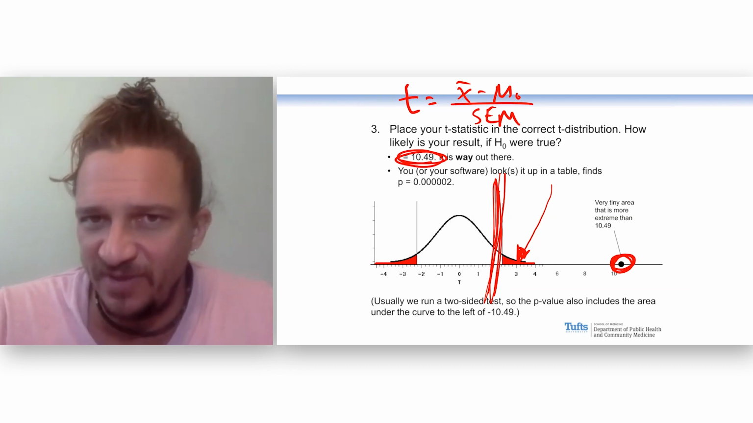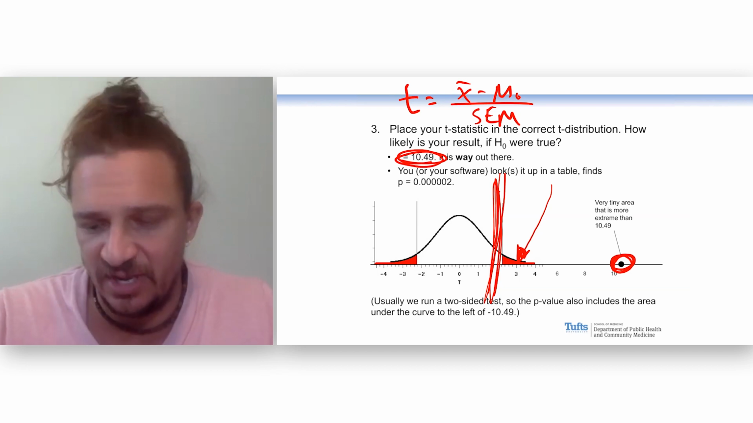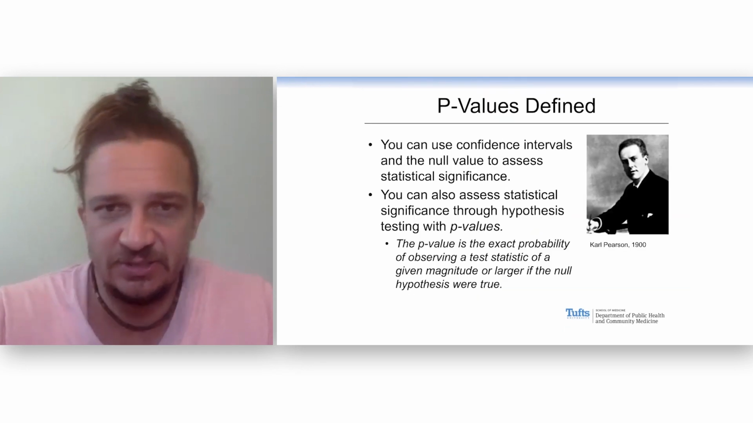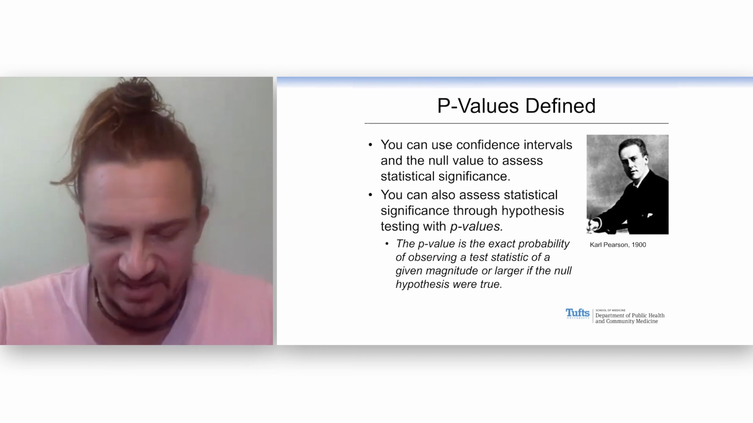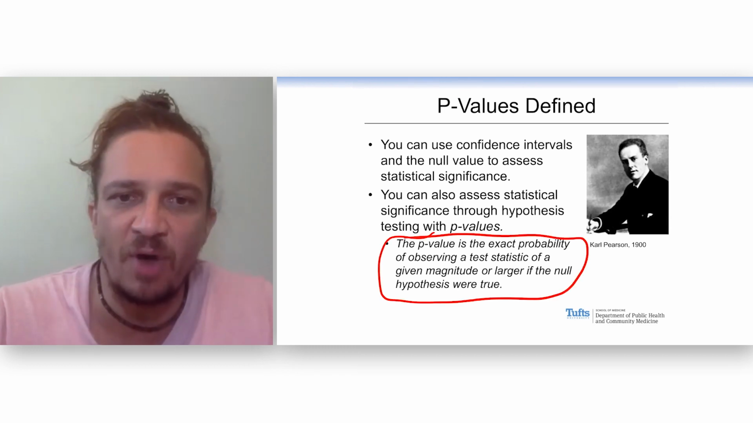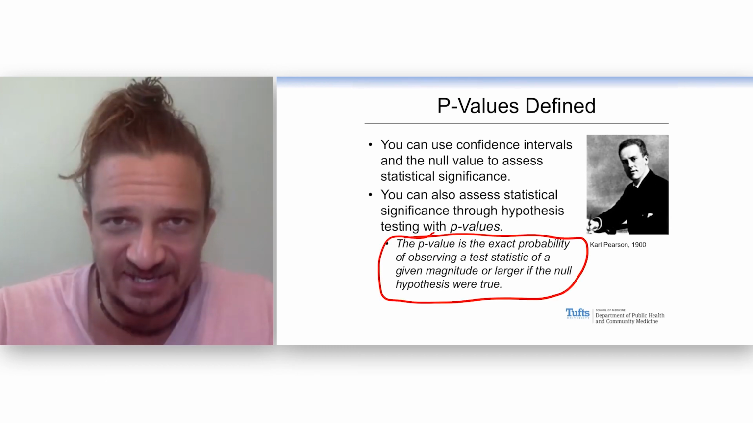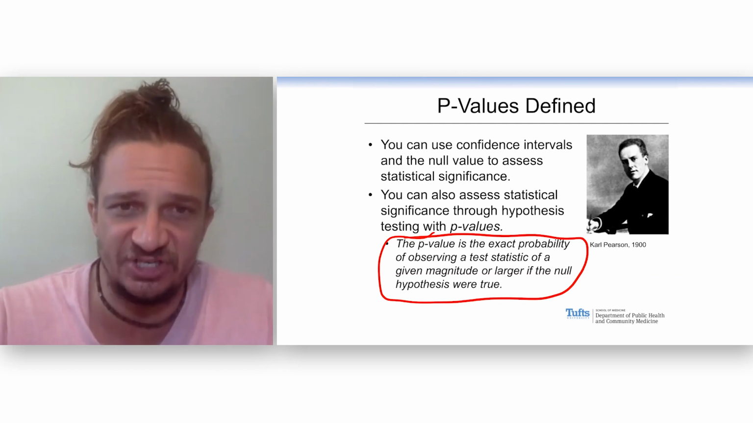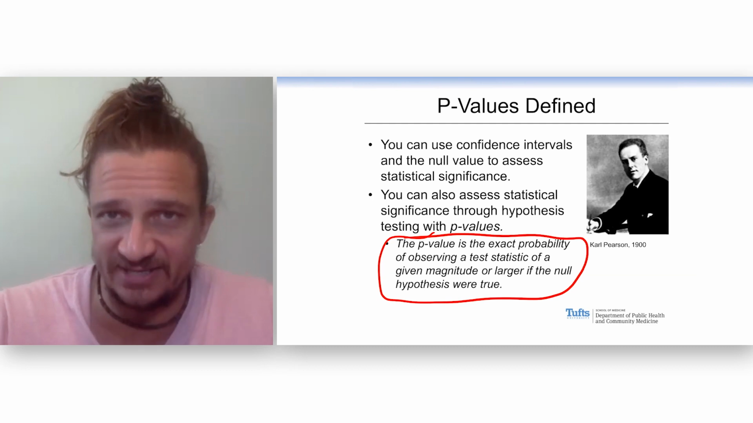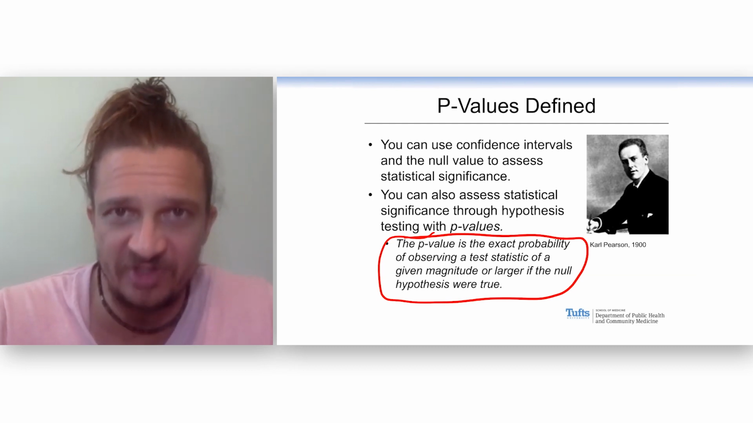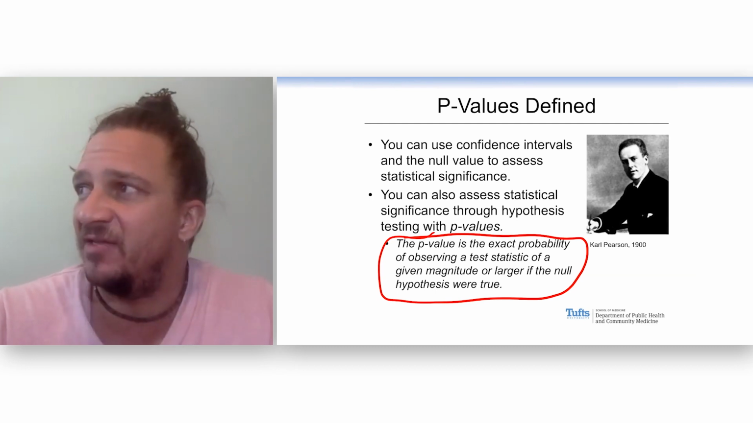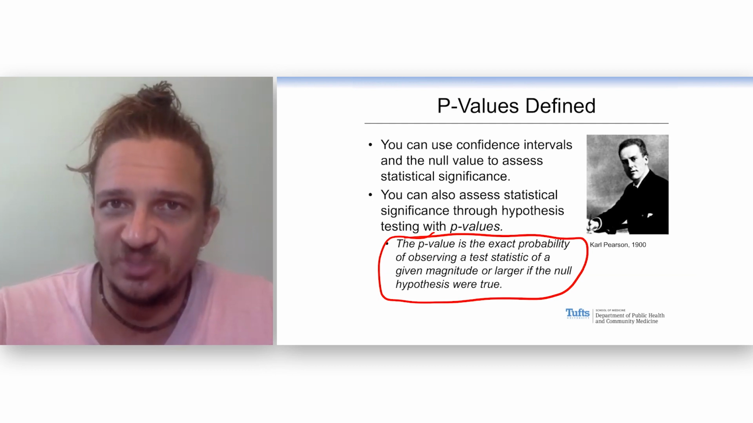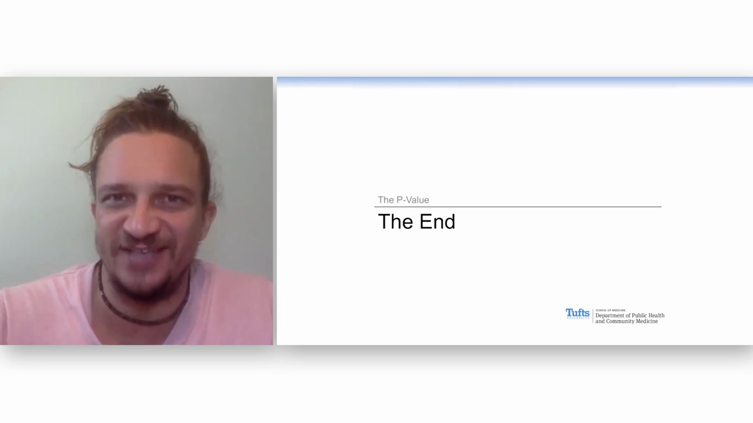So this is what the p-value looks like visually. If you want to put it into words, how to assess statistical significance, it's this. The p-value is the probability of observing a test statistic of a given magnitude or larger if the null hypothesis is true. That's all it is. Memorize that, understand it, be able to explain it in English. This will be on the final exam, guaranteed.